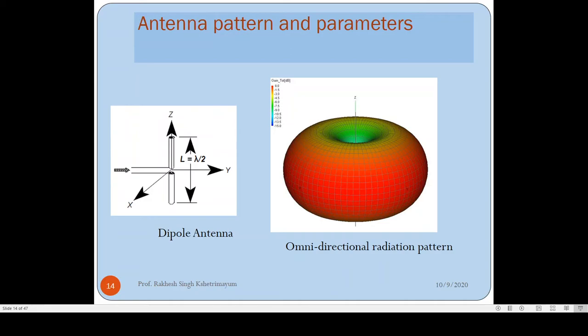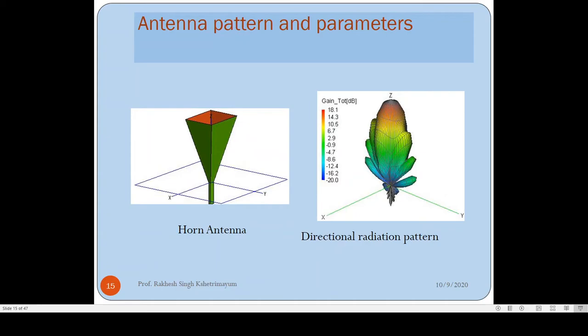Isotropic antennas do not exist in nature, so if you want to have proper radiation in all directions, we use an omnidirectional antenna like this. You can also have a directional antenna. If you want to confine power in one direction, you need to use a directional radiation pattern of the antenna.